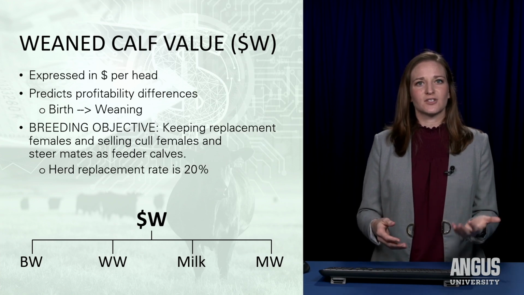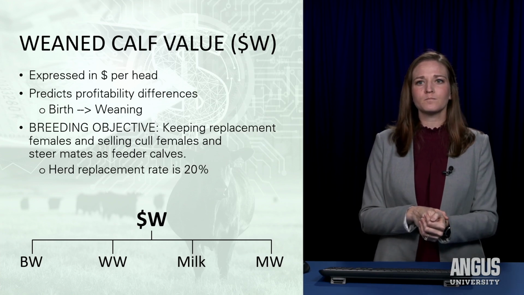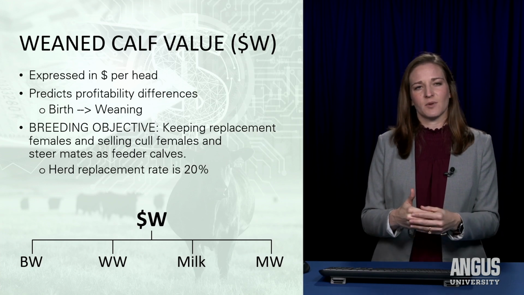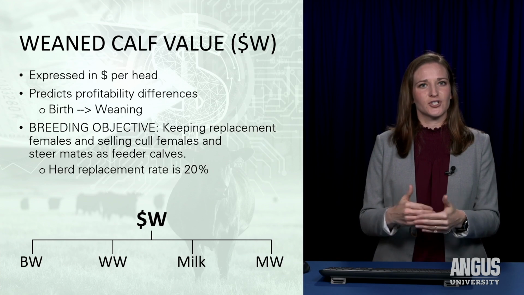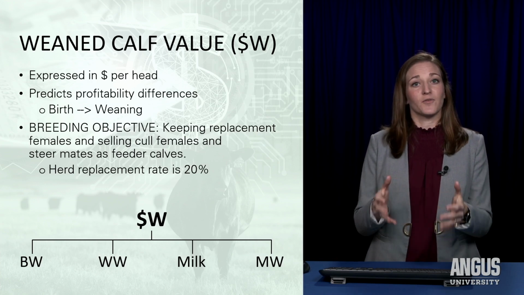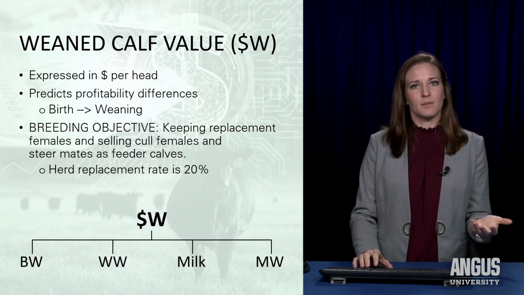So similar to that $M value that we just looked at, but it's going to be looking at a herd replacement rate of 20%. You can also see down below, there are different traits included in $W, or fewer traits included in $W compared to $M.